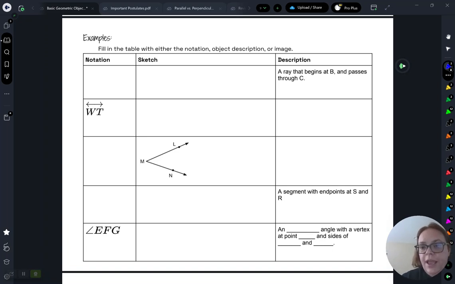So I know it's a ray, and it tells me it begins at B. So I'm going to put a point here with B. And it passes through C. So it doesn't tell me where, we don't know that information, just somewhere, maybe here's C, and here it goes. There's my picture. That meets the description. And so notation, I have to remember the ray notation. I have to start with the endpoint or the initial point, then put the other letter, and I put a little ray on top.